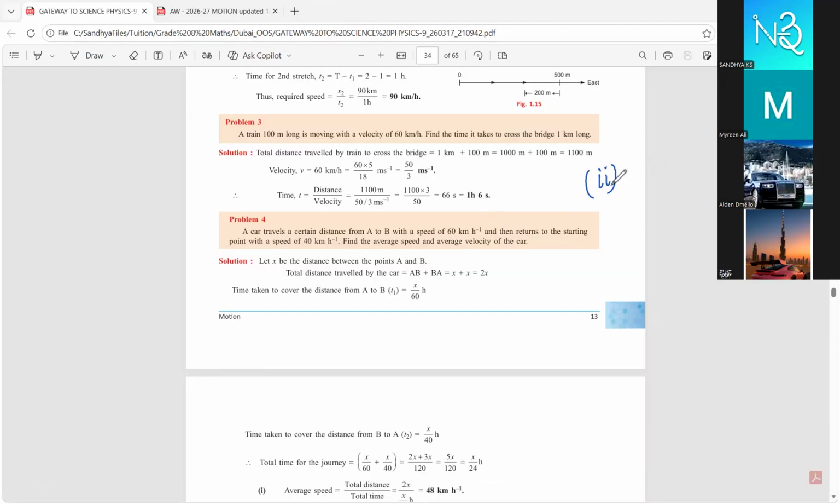Next is average velocity. Okay, so to find the average velocity, how will you do? You need to find the total displacement. Okay, so total displacement is what? Who will tell the total displacement for this particular question?